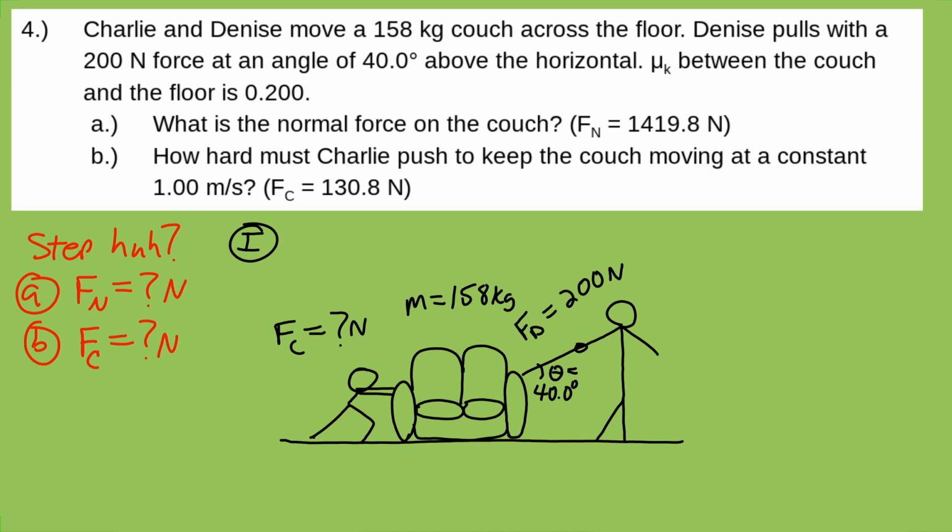Let's see, what else do we know? We know the coefficient of kinetic friction, mu sub k, is equal to 0.200. We know the couch is moving, so let me give the couch speed lines. So technically everyone's moving, so everyone gets speed lines. And what else do we know? We know that the couch is moving at a constant 1.0 meters per second. I'm sorry, I think I may have just misspoke. A constant 1.0 meters per second.